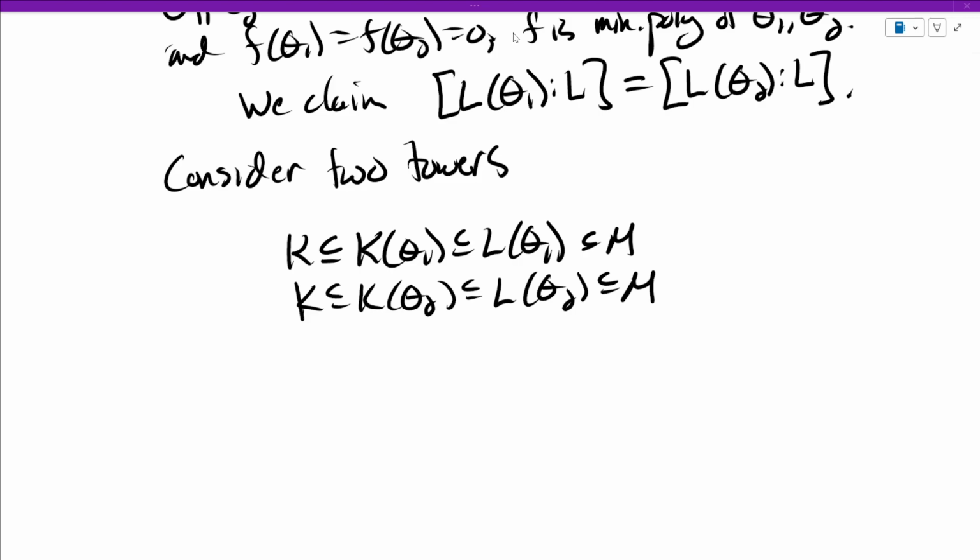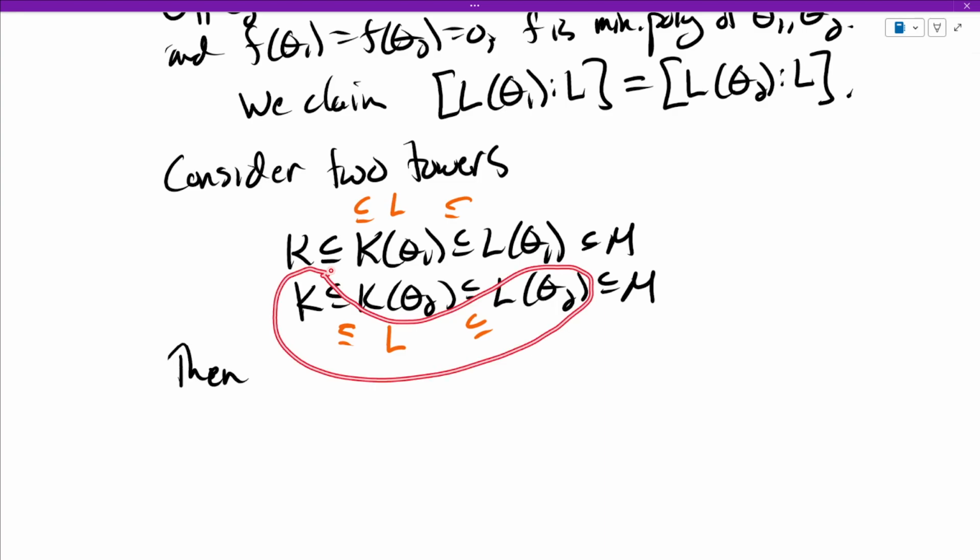We are going to look at the following. We can imagine K first going to L, and then going to L of theta 1. And then similarly here, we can imagine it going to L first and then adding them. And so we have one way of going from K to L adjoin one of these thetas, and then we have this other way.